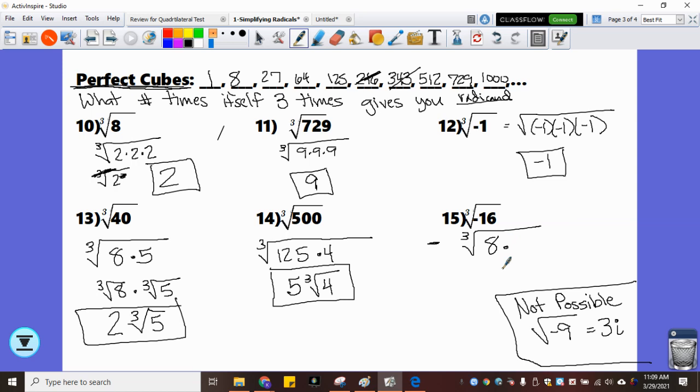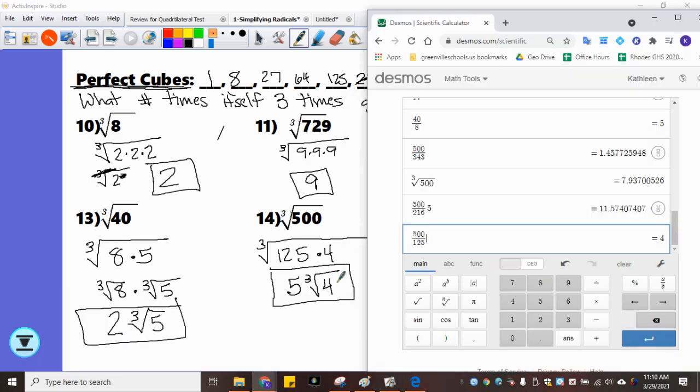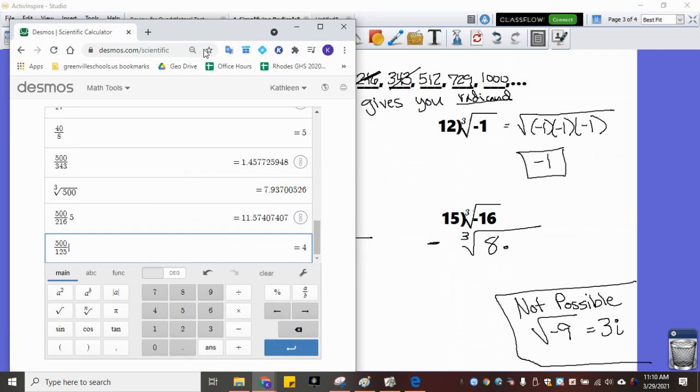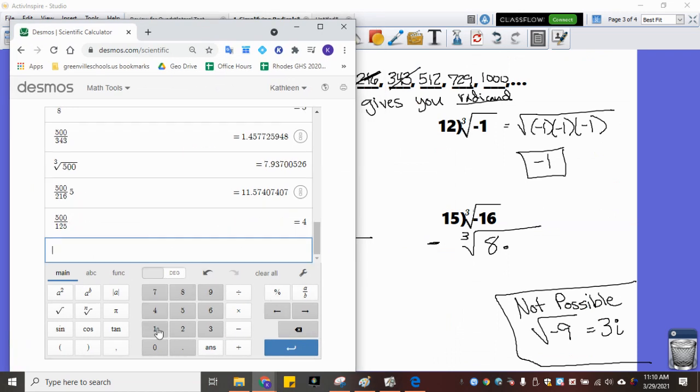8 times negative. 8 times. Oh, no, that's wrong. It's 4. You're thinking square roots. You're getting square roots and cube roots mixed up. If you don't know, put it in the calculator. What's 16 divided by 8? It's 2.